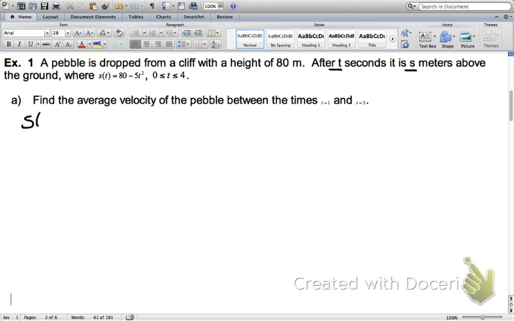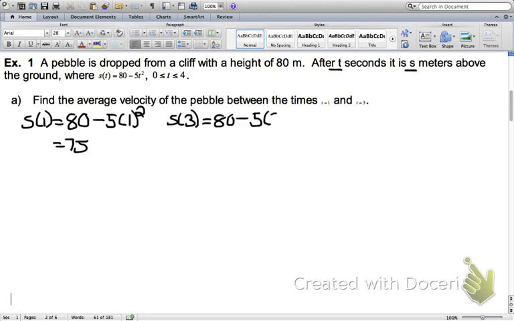So we can find s at 1, which is equal to 80 minus 5 times 1 squared. Therefore, this will be equal to 75. And s at 3 is equal to 80 minus 5 times 3 squared, which is equal to 80 minus 45, which gives us a total of 35. We will now use these values to find our average velocity.